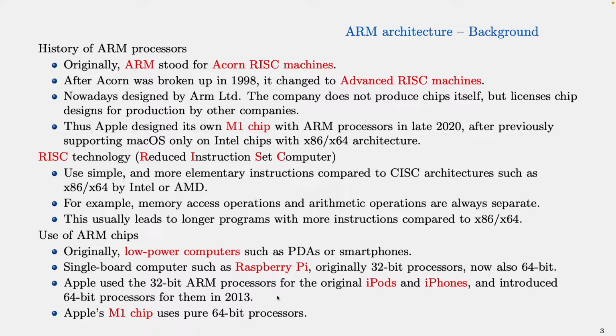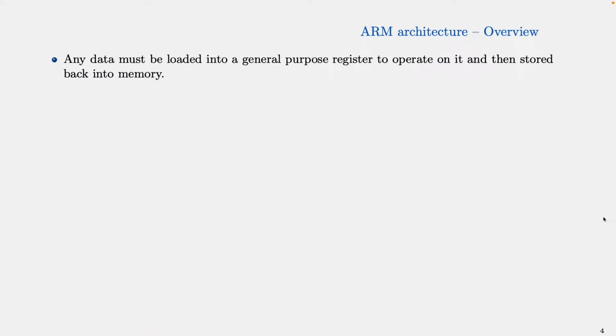Apple has been using the 32-bit ARM processors originally for their first iPods and iPhones, but eventually in 2013 they switched to 64-bit processors. And now the relatively new M1 chip is a pure 64-bit processor which does not support 32-bit operations. So any data that is to be processed must be loaded into a general purpose register in order to operate on it. And once it has been processed, it must be stored back into memory. We cannot operate on data in memory directly.